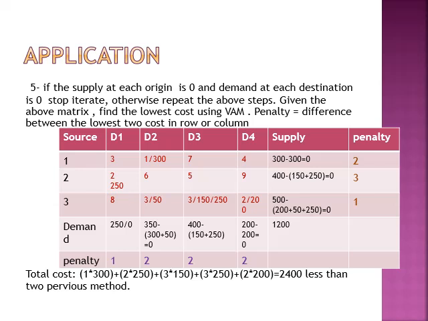If the supply at each origin is 0 and the demand at each destination is 0, stop iterating. That means we finish our solution. Otherwise, repeat the above steps. Given the above matrix, find the lowest cost using the VAM. Here, penalty refers to the difference between the lowest two costs in a row or column.